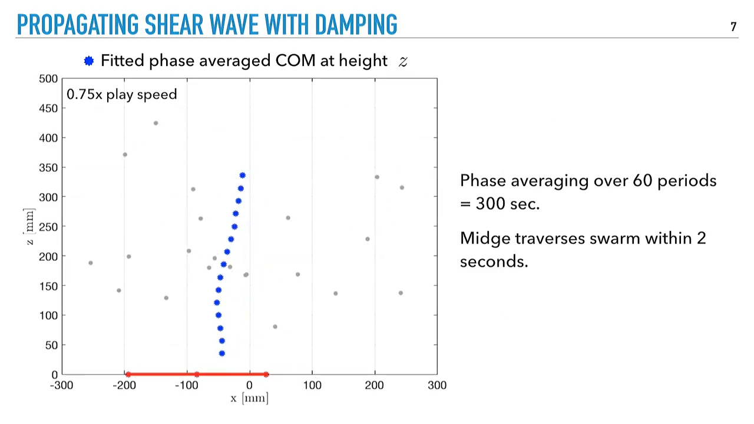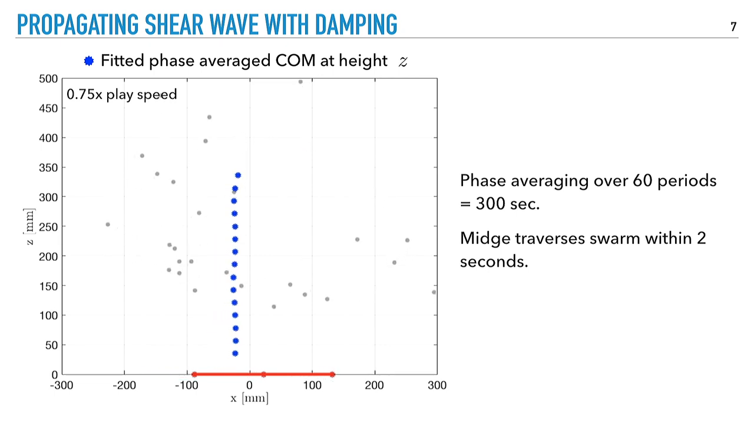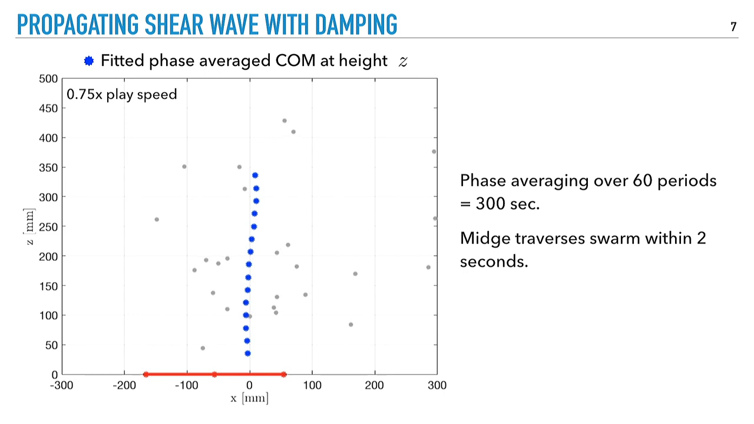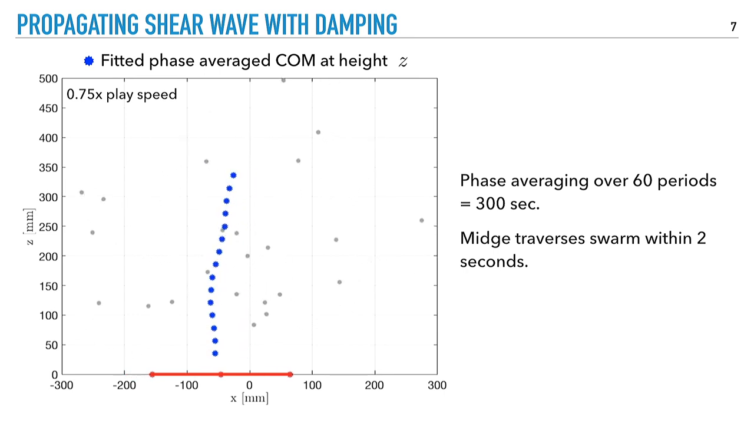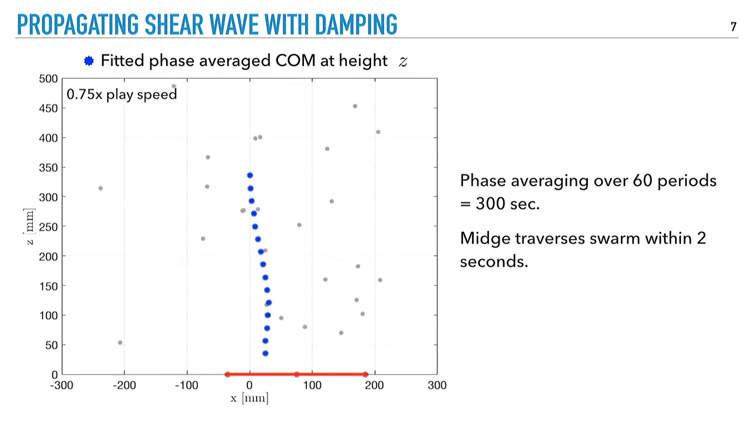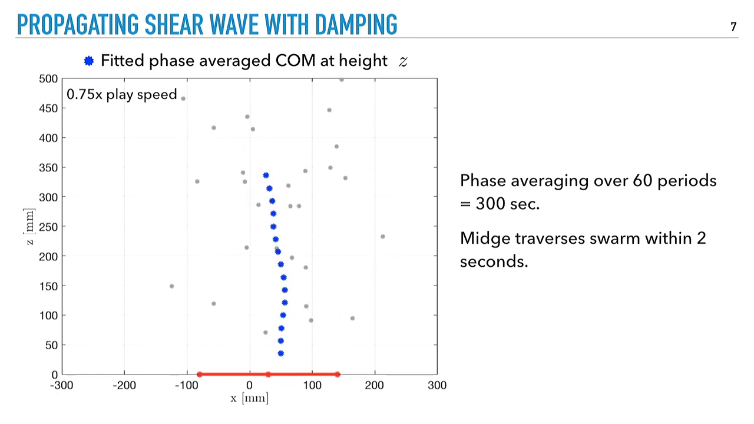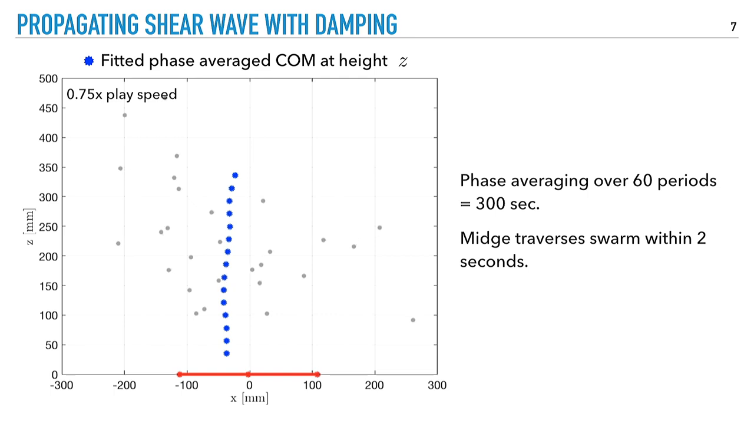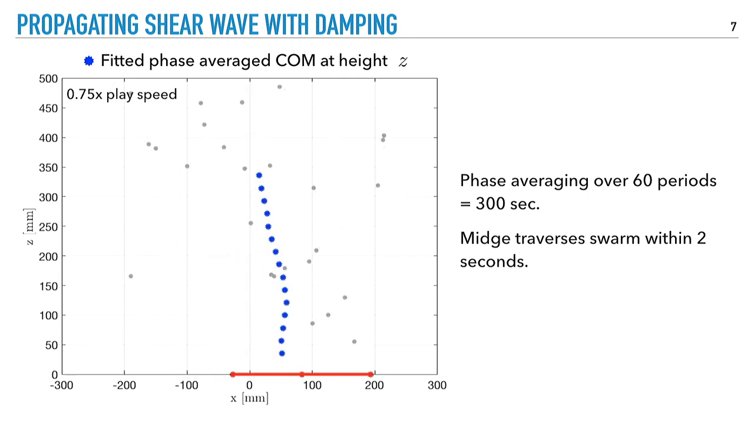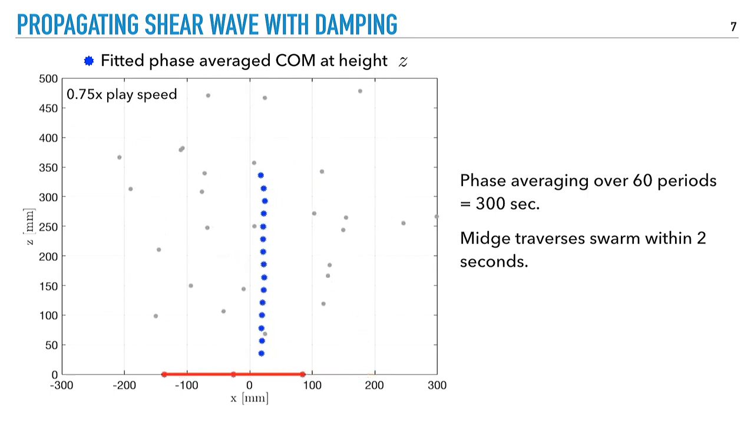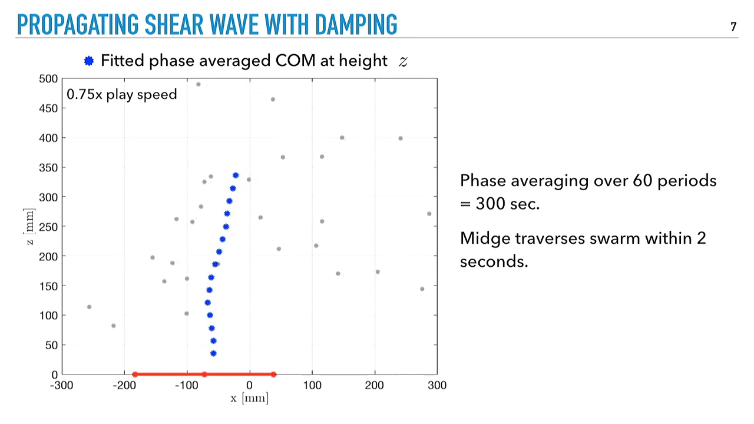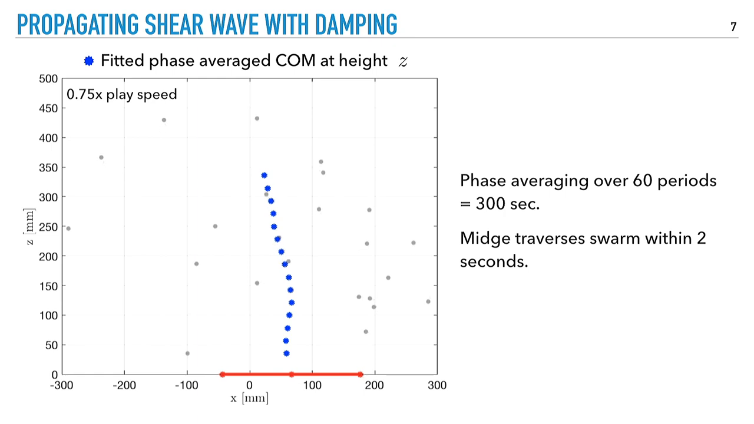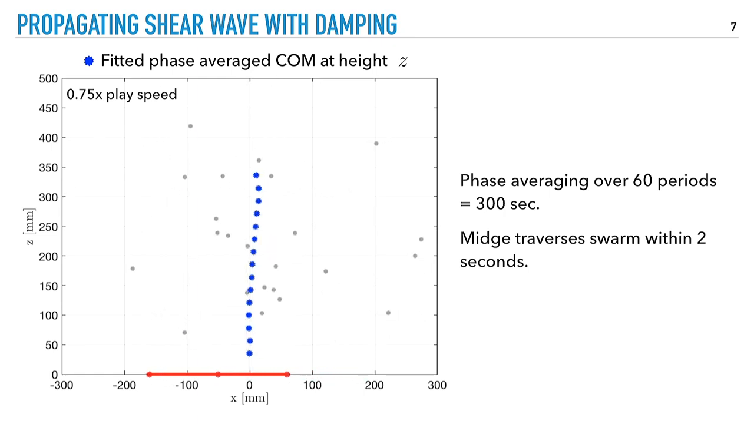And then here I'm showing you this fitted phase and amplitude on top of the video. The blue dots are for the different layers, the phase-averaged signal, so that's over the full experiment, 60 periods, and then you still see the images behind. So the signal that you see, the blue dots, is like a very long time average. On average, they show this behavior.